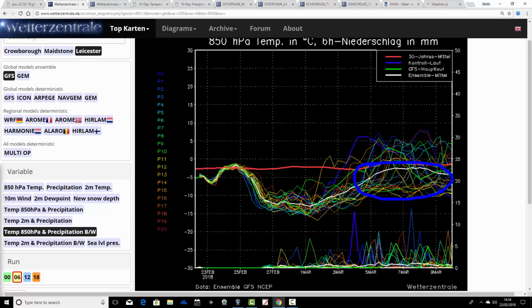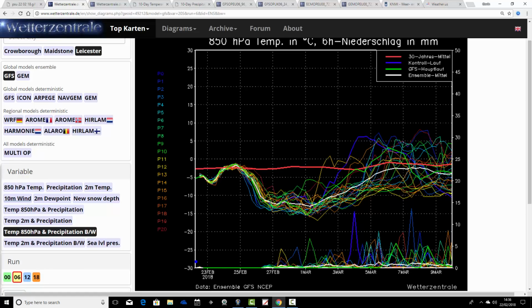I explained in the video yesterday, I won't go over it today, that very often in a block setup, the models will try to reintroduce the westerlies and the mild air too quickly and break down the blocking. That could well be what's happening there. I think this first week of March, certainly the first half of it, which is this period just here, is going to be cold. The second half of the first week of March and into the second week, which is this period just here, I think is up for grabs, and it is totally possible that it might stay really cold in that period as well, turning into a prolonged cold spell.